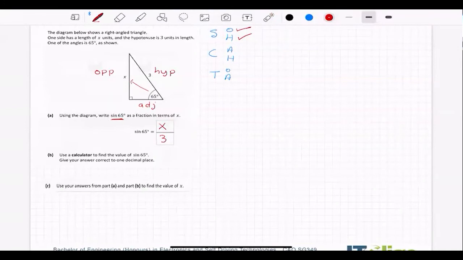Okay, and then the next bit said, use a calculator to find the value of sine 65. All that's doing is telling you to put sine 65 into a calculator and figure out what it is. So in my calculator, I'm going sine 65 and I'm getting 0.9, looking at how many decimal places they want.